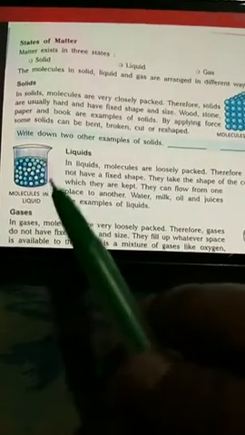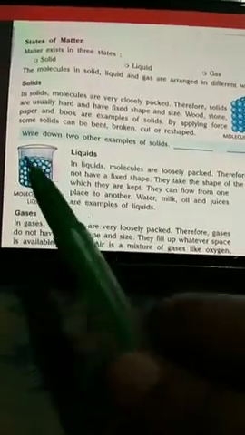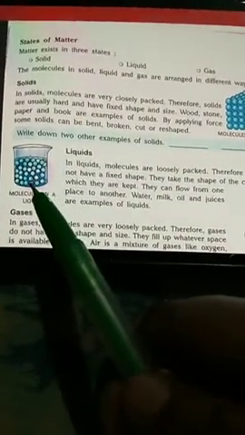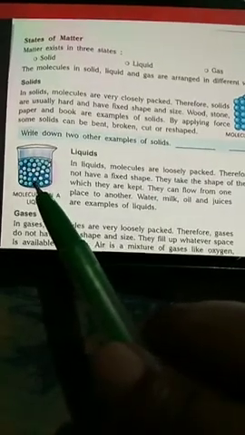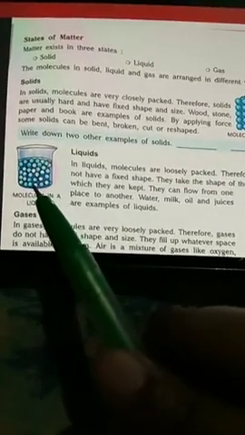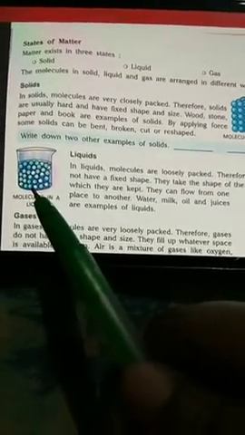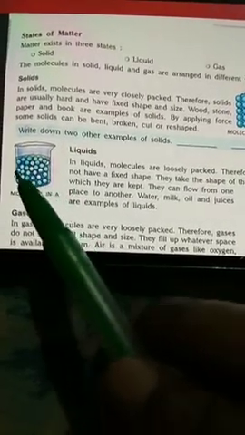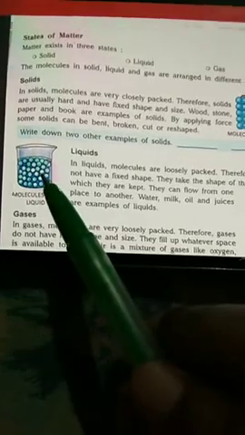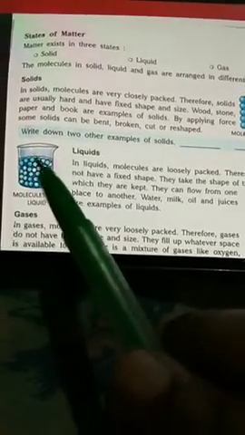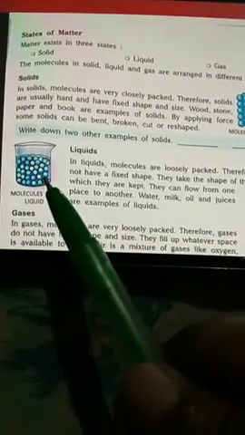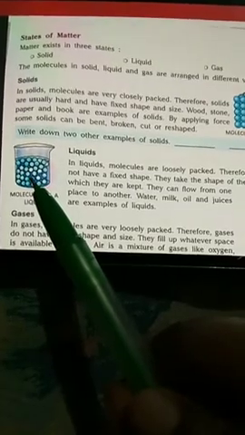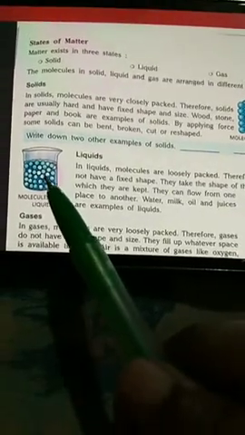It means if you pour this water into a bowl, it will take the shape of the bowl. When you pour this water into a jug, it will take the shape of the jug. This is because there are spaces between the molecules. That's why liquids do not have a fixed shape. They take the shape of the container in which they are kept.